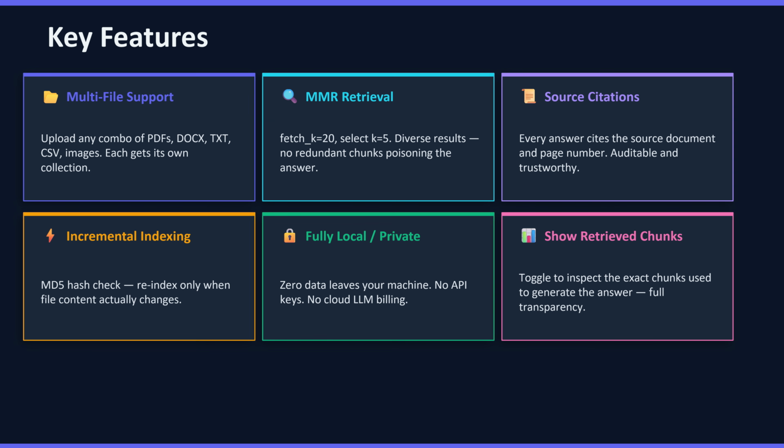Feature 6, show retrieved chunks. There is a toggle in the UI that reveals the exact chunks used to generate each answer. This is full transparency. You can see precisely which context the LLM used, which helps you debug bad answers and tune your chunk size and retrieval parameters.